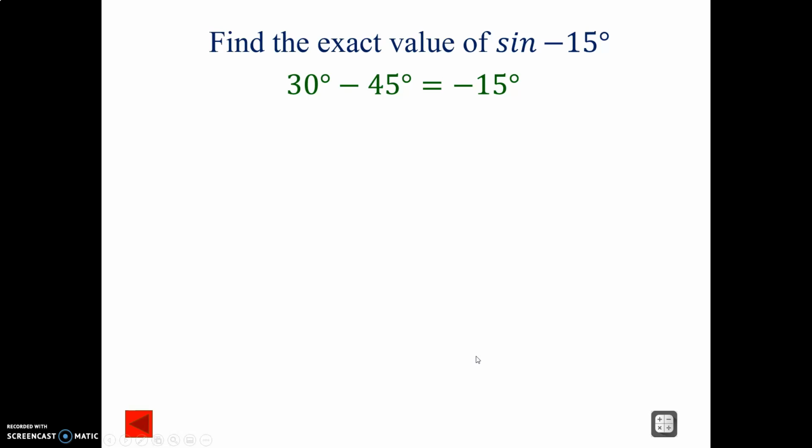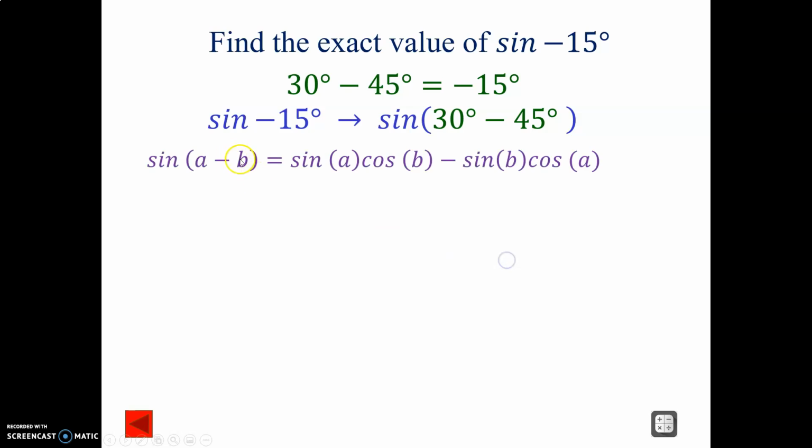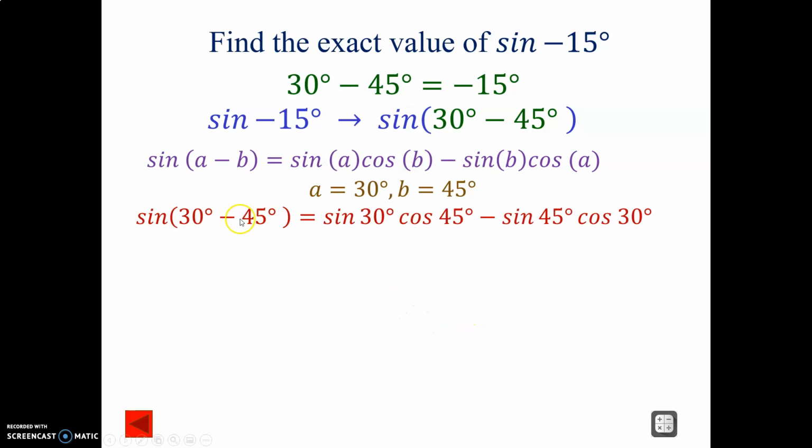So it looks like we'll be using our new problem. Instead of sine negative 15, it will be sine 30 minus 45. So we're using the difference of sine. So there's the difference. There's subtraction here, subtraction there. AB, sine B, cosine A. So in this problem, A is going to be 30 and B is going to be 45. So let's substitute. So that's A 30, B 45, B 45, A 30.